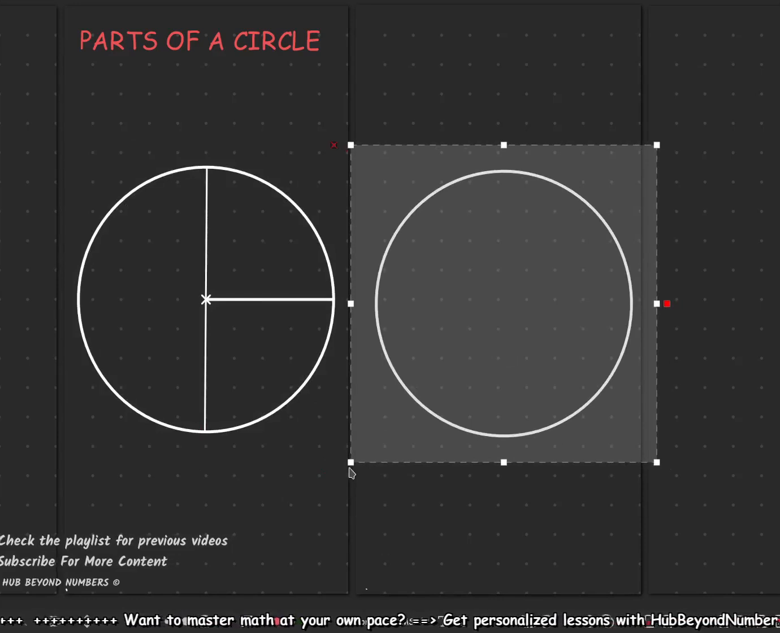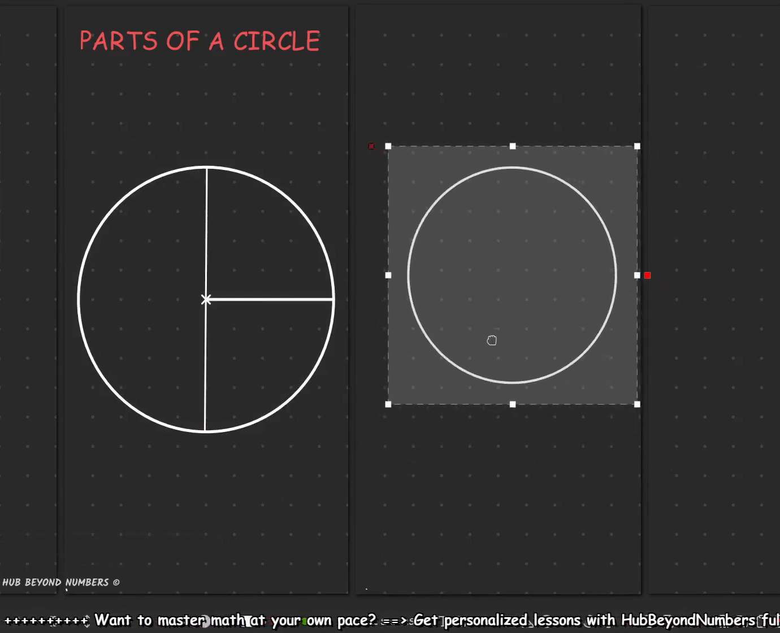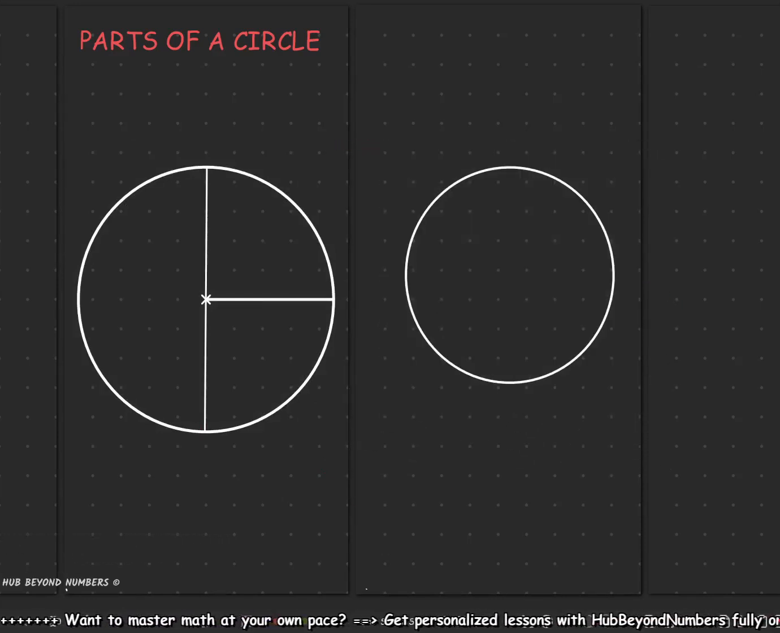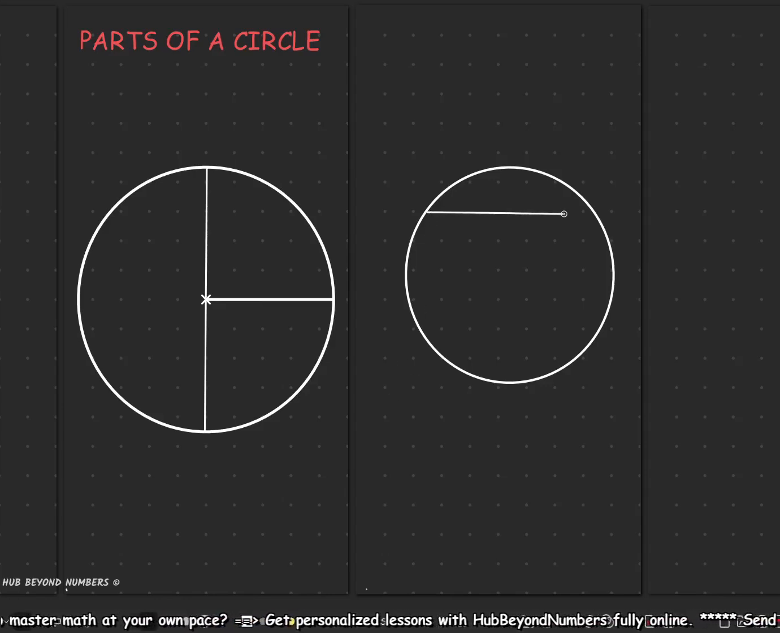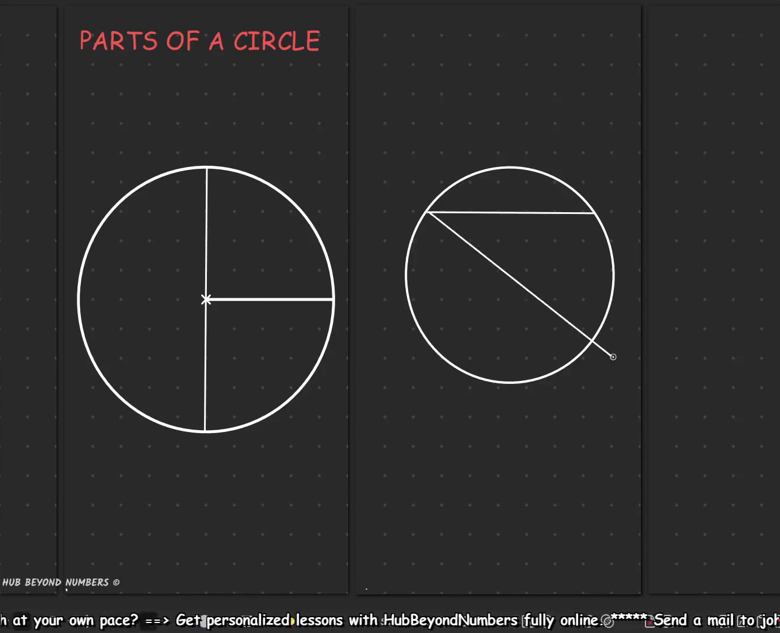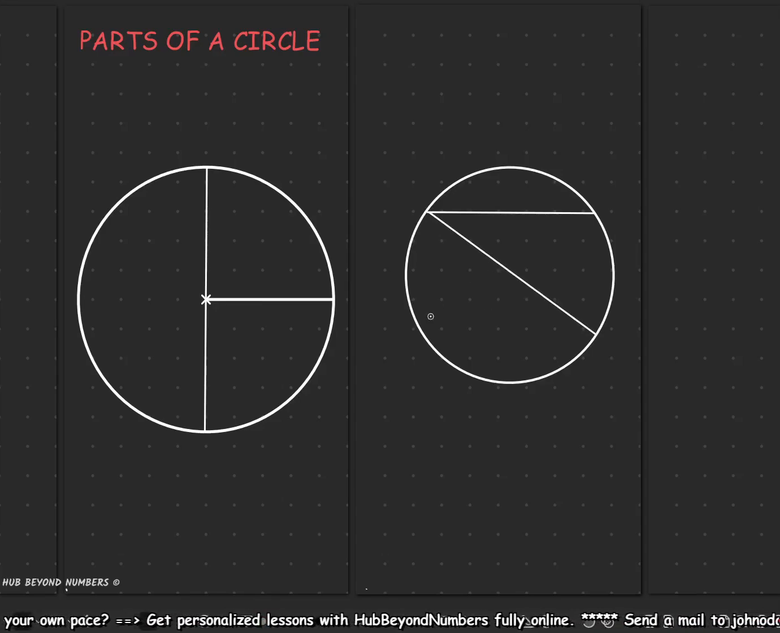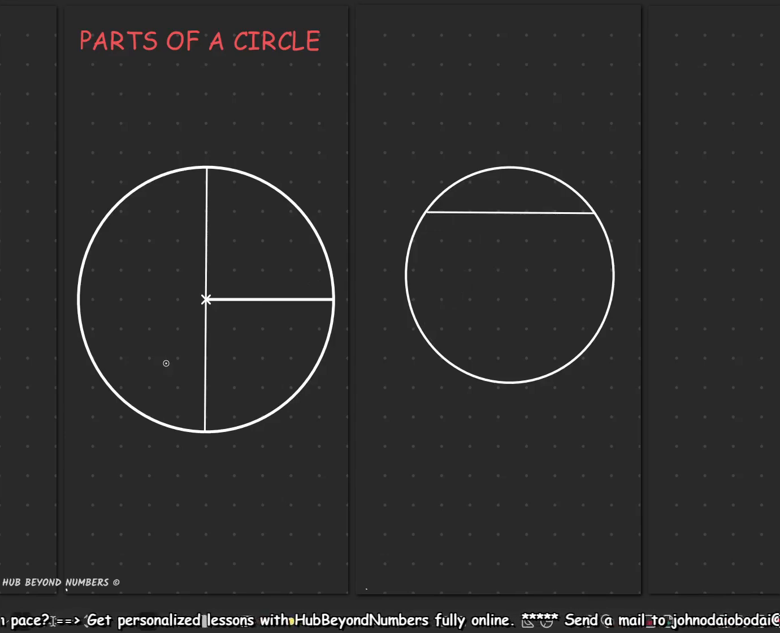Now, if I take this circle aside, just like the diameter, I can draw so many other lines that link the circumference. You see, I can draw this line here. It links two parts of the circumference. There are so many of them I can draw, and even the diameter as well. These lines are called chords.